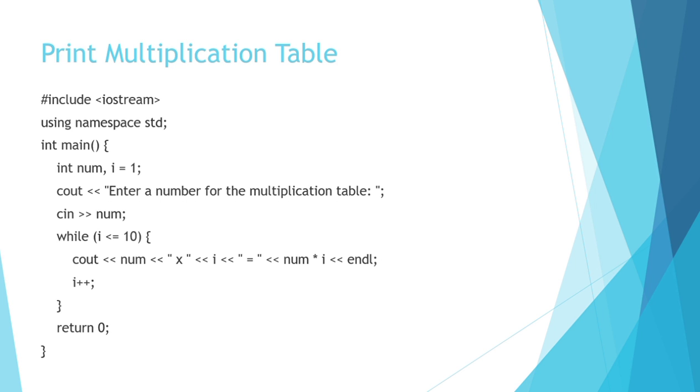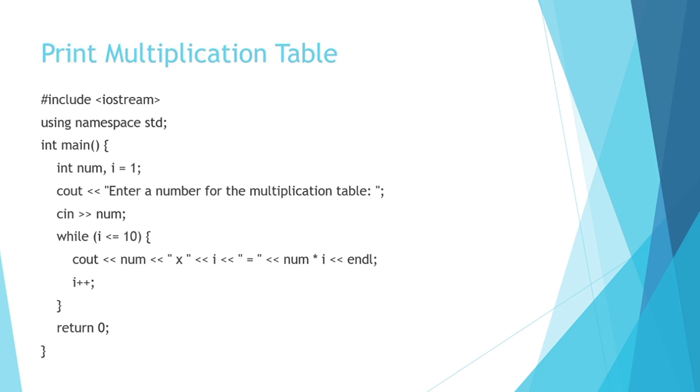Loop body. Inside the loop, the program performs the following. cout << number << " x " << i << " = " << number * i << endl. This prints the current multiplication statement to the screen, in the format number x i = result, where number is the number entered by the user, i is the current iteration, from 1 to 10, and number * i is the product of number and i. The endl at the end ensures that each result is printed on a new line.